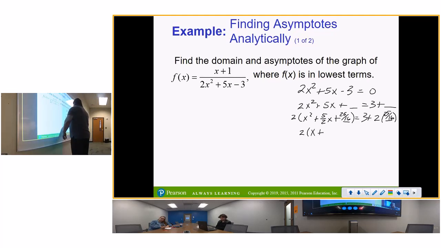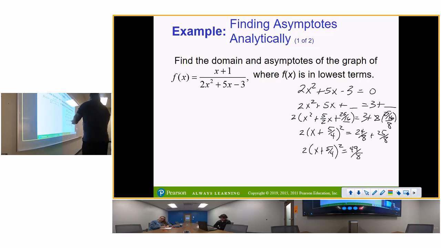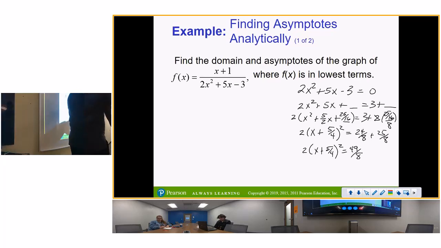2 times the quantity x plus 5/4 squared is equal to, that'll cancel to an 1/8, and I'm going to make that 24/8 plus 25/8. Y'all check me on that. Is that 49? Oh, perfect square. Good stuff. 2 times x plus 5/4 squared is equal to 49/8. I'm not worried about the vertex right now because you're not doing the whole function. So the vertex of the denominator does not help you too much.